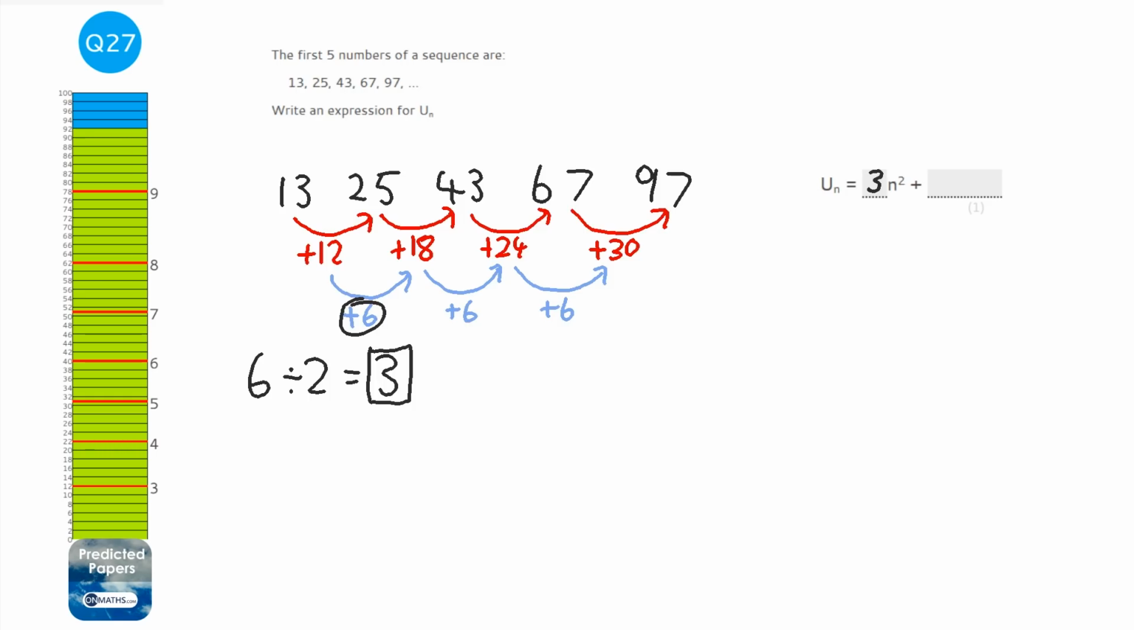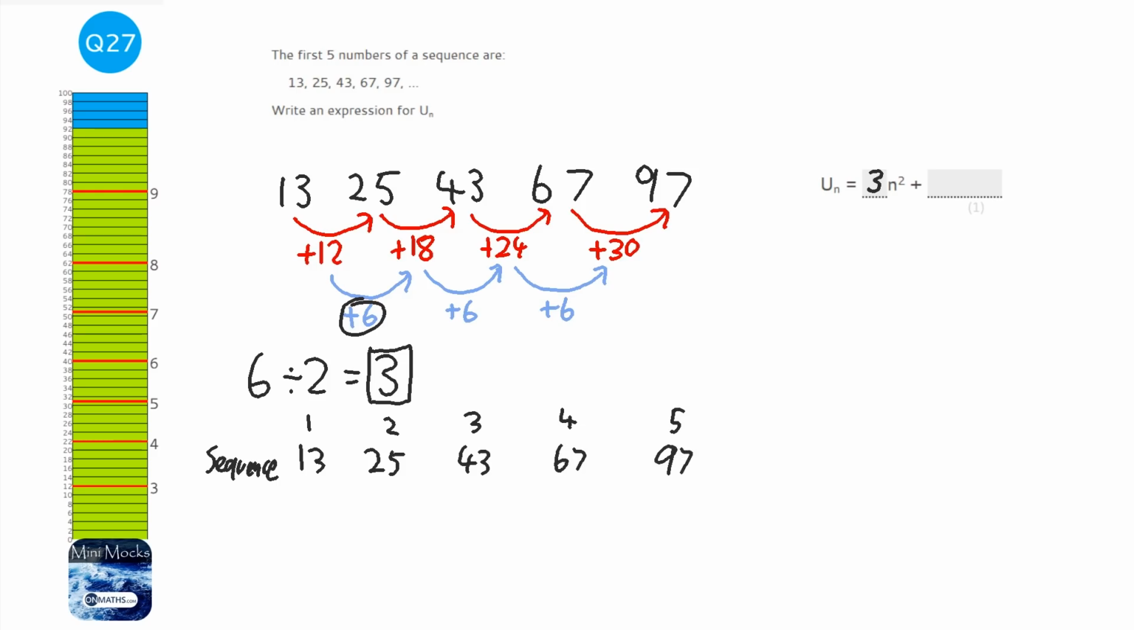So let's number the terms. So we've got the first term, second term, third term, fourth term, and fifth term. And so we've got our sequence, which is, I'm just going to copy this out again, 13, 25, 43, 67, and 97. And we're going to write out the 3n squared, which we've just discovered. Now, that means we just square the sequence number and then times by 3.